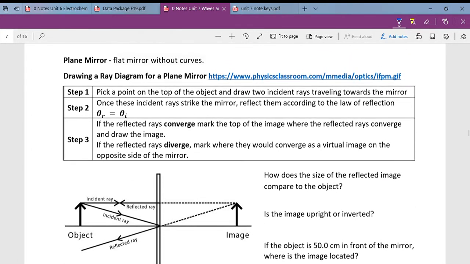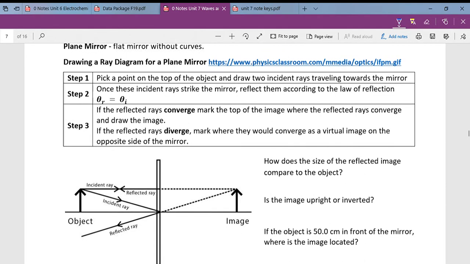So these are flat mirrors without any curves. I have a link here for how to draw a ray diagram for a plane mirror, and I will put this into the description of the video, but I'll also put them into your email. The way that you're going to draw a ray diagram for a plane mirror, and this is to determine where your object is and what it looks like, is you're going to pick a point on the top of the object, and you're going to draw at least 2 incident rays traveling towards the mirror.